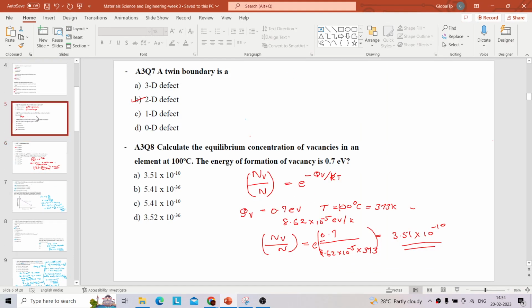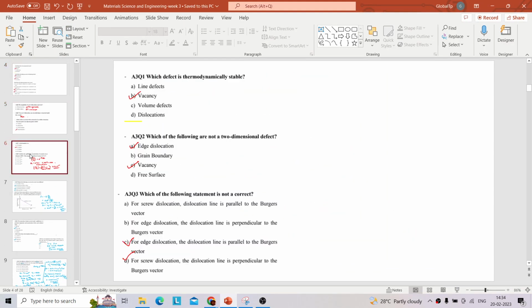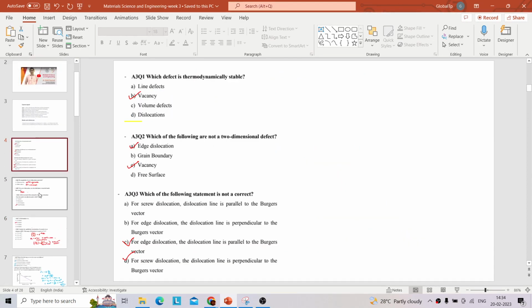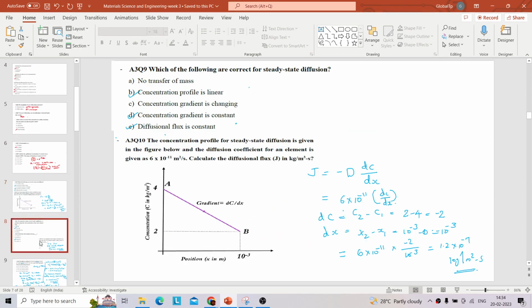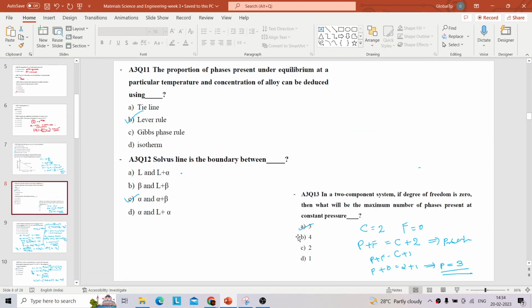But when I check the answers, it is showing option A. So I got confused. That is why I'm asking. Yeah, the answer will be none of the above. Sometimes the answer which is given is wrong also.